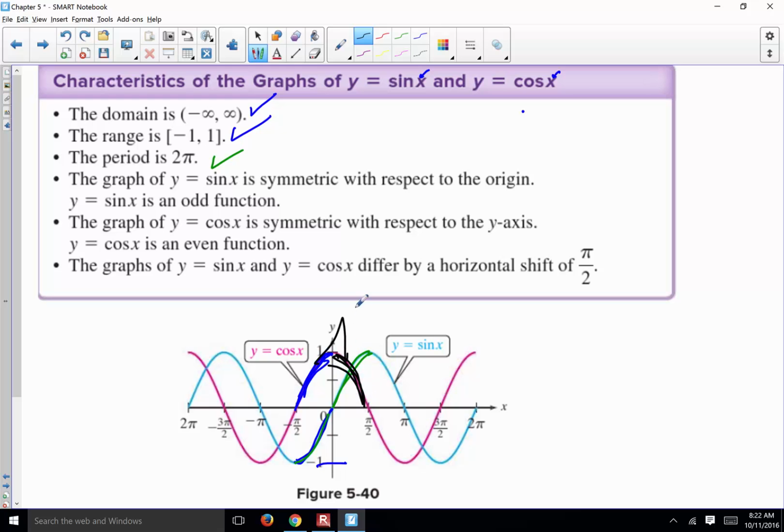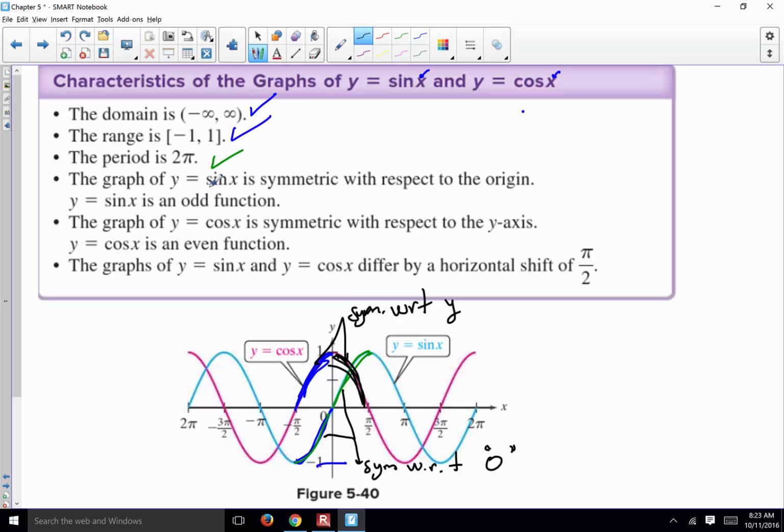Okay, symmetric with respect to y. These guys are symmetric with respect to origin. Look, left, right, left, right. Cosine is symmetric with respect to y. Sine is symmetric with respect to origin.